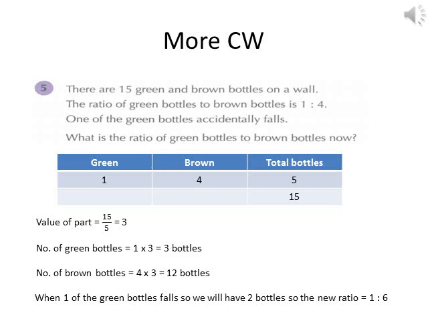Here, after we got the number of bottles, he told you that one of the green bottles accidentally falls. So instead of having 3 green bottles, right now I have only 2 green bottles. So the ratio is 2 to 12. And if you simplify that, the ratio becomes 1 to 6, because if you divide 2 to 12 by 2, 2 divided by 2 equals 1, and 12 divided by 2 equals 6. So the simplified new ratio is 1 to 6.